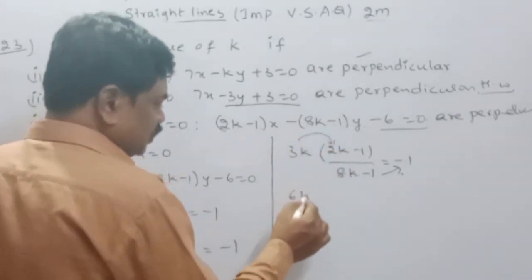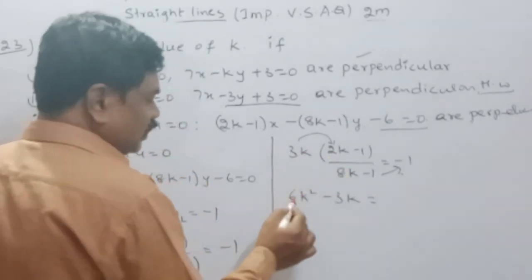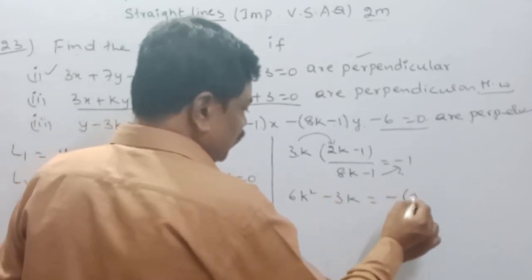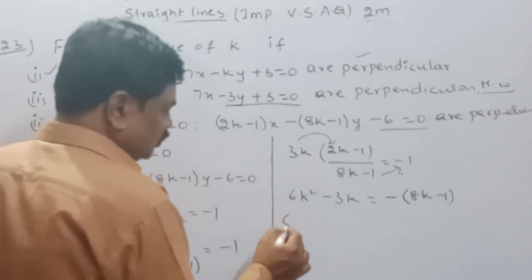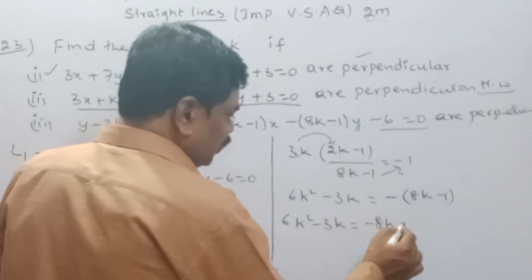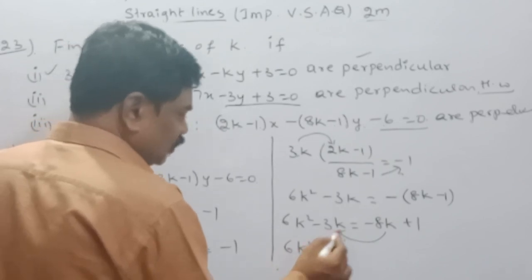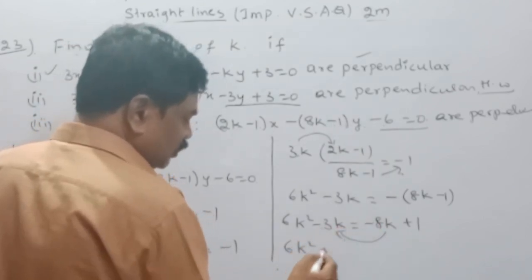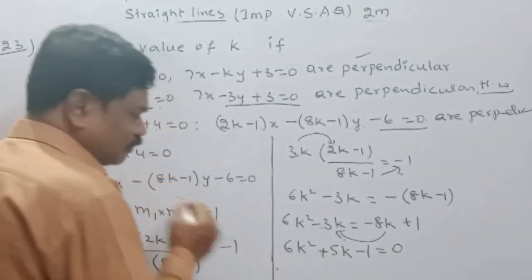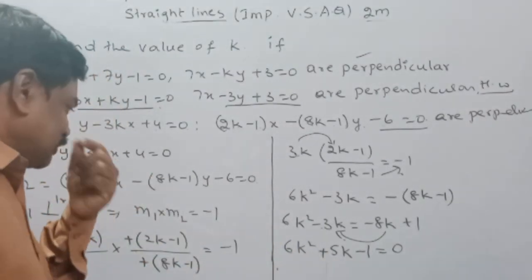this is 6k square minus 3k. 3k into 2k is 6k square, 3k into minus 1 is minus 3k, is equal to minus of (8k minus 1). 6k square minus 3k is equal to minus 8k plus 1. You can take it to this side: 6k square minus 3k plus 8k, that is plus 5k, minus 1 equal to 0. Okay, all of you, this is the quadratic equation in k. You can factorize this one.